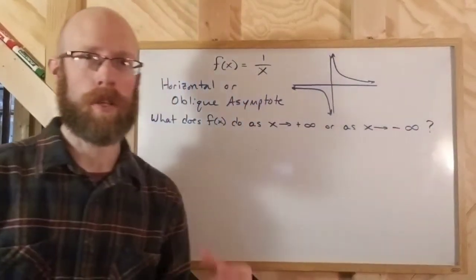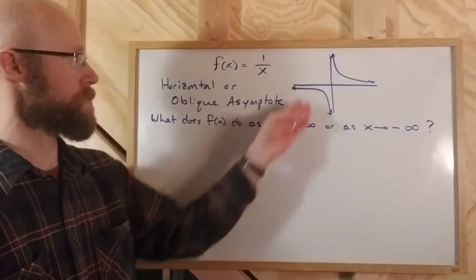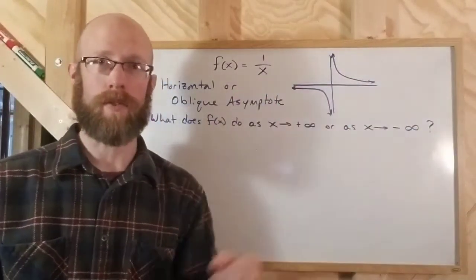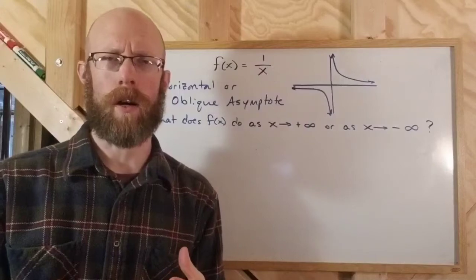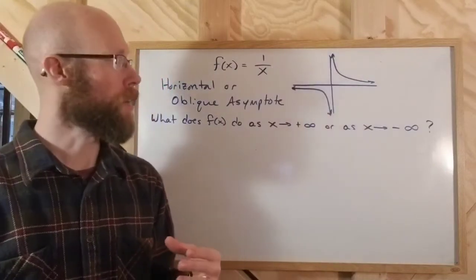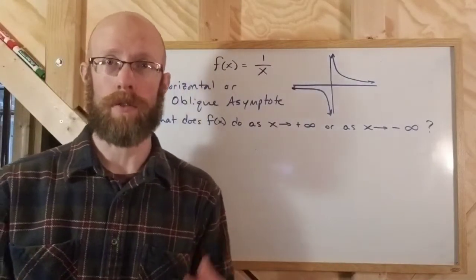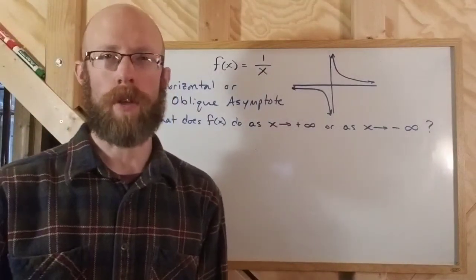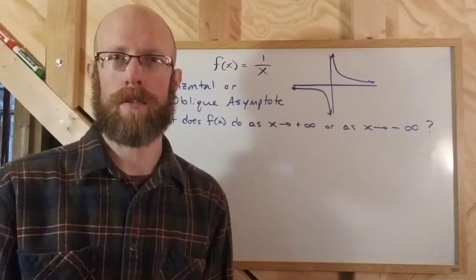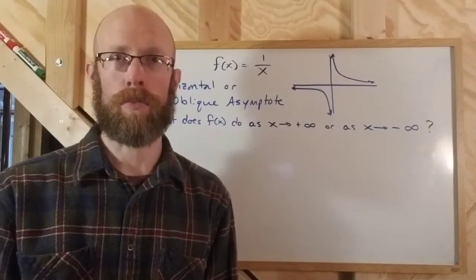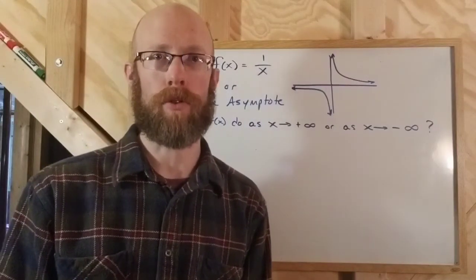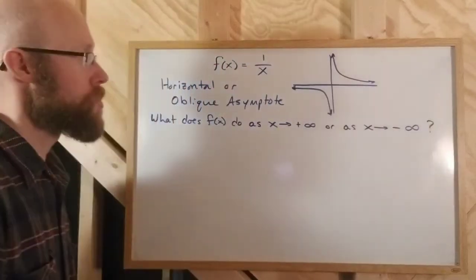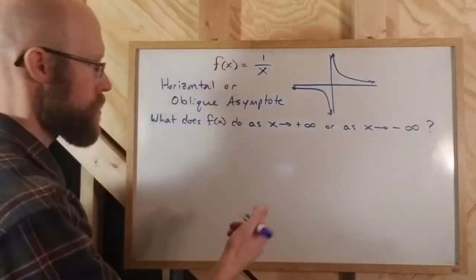So really two different questions here, two different aspects. One is the positive side, one is the negative side, but in the end there's going to be a relationship there where they really should be the same result. Typically with a rational function you won't have two different horizontal asymptotes or oblique asymptotes. You're going to have the same in both directions. So that's kind of interesting.